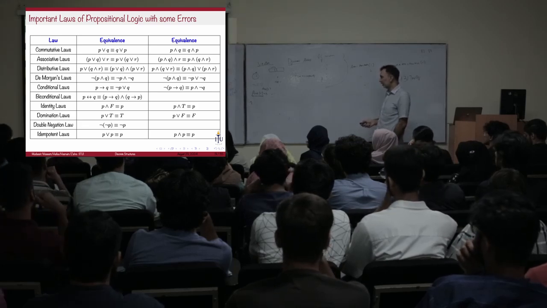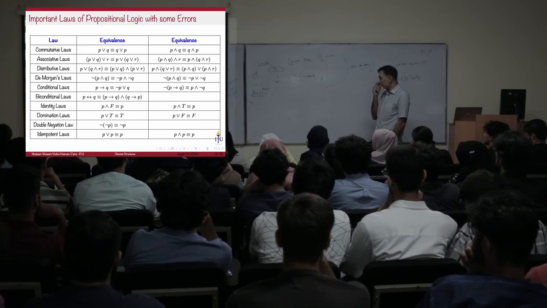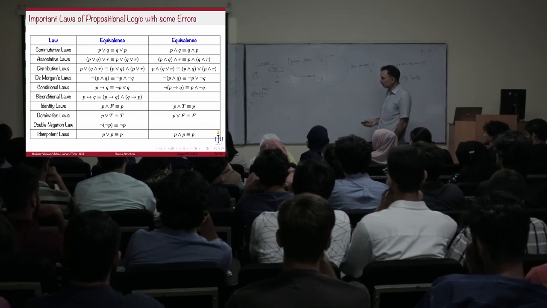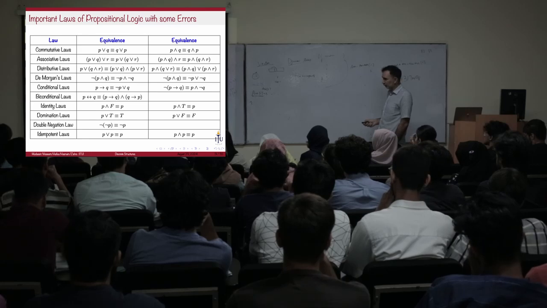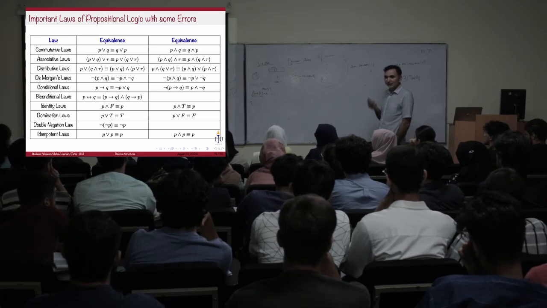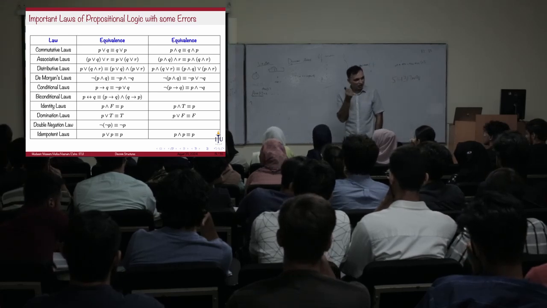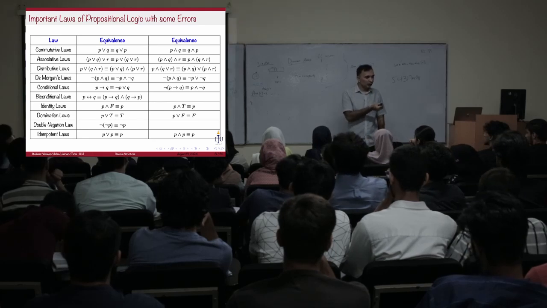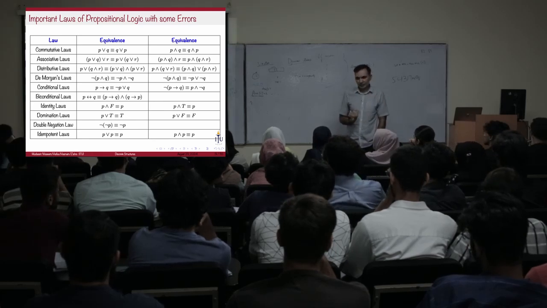Identity law is wrong here. It should be that P or false should be P, or P and true should be P. If you take a disjunction of a statement with a contradiction, you will get that statement.